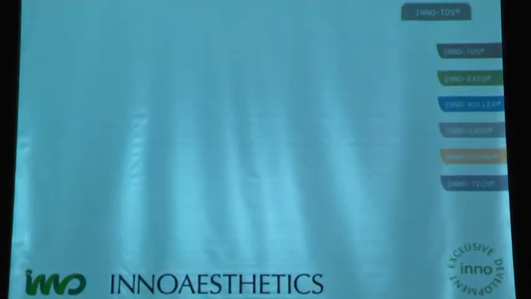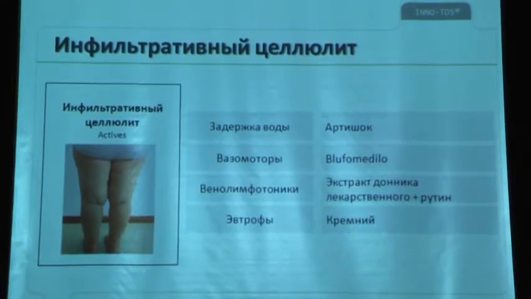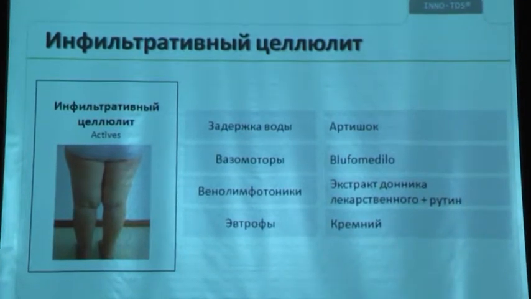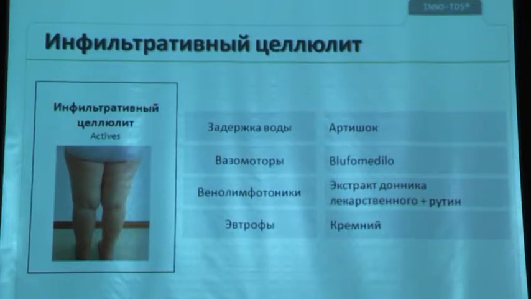Next is the video, the next one. If we talk about infiltrative cellulitis, what is the most characteristic of this infiltrative cellulitis? It is the water retention. Then we need to work with active ingredients that have a diuretic effect. Vasomotors, vasodilatation, eutrophics, active ingredients that work on everything that gives rise to this infiltrative cellulitis.